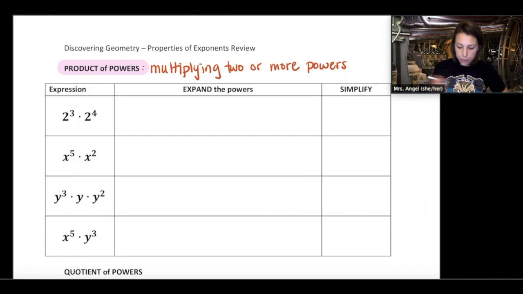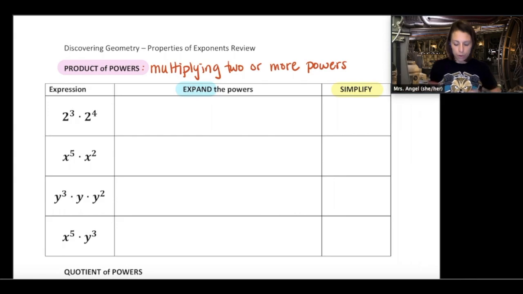So if we look at our first example here, we have 2 to the power of 3 times 2 to the power of 4. So our steps for simplifying using properties of exponents are pretty simple. First, we're going to expand the powers into products, and then we're going to simplify and write it as what's called a single power. Let me show you what I mean in the first example.